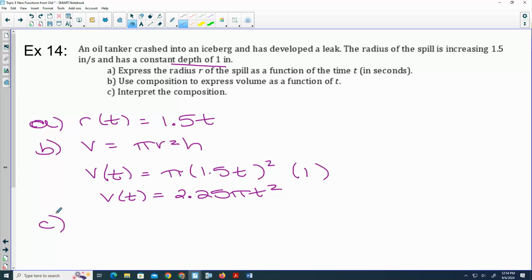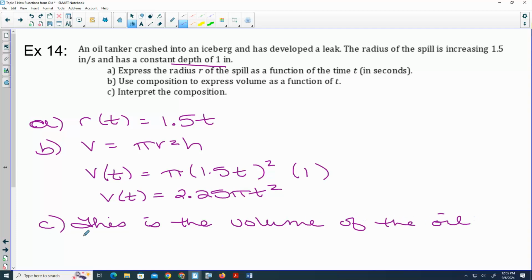So interpret it. What does this formula give me? The volume of the cylinder at any given time. Or the volume of the spill. Or the amount of oil that has spilled. I had to correct how I spelled cylinder because I spelled it wrong. Alright. Is that okay?